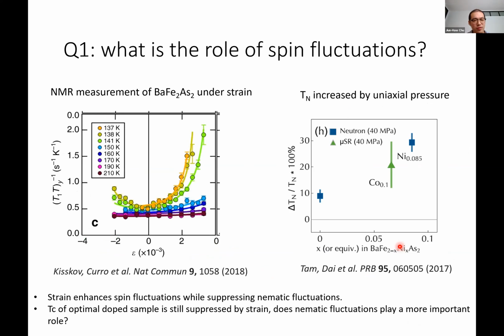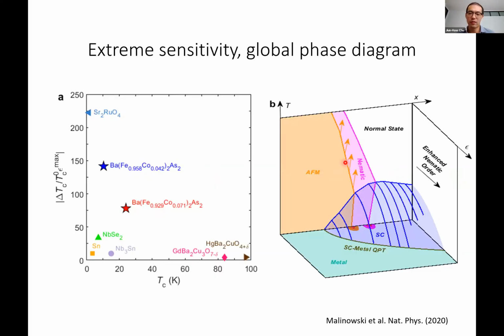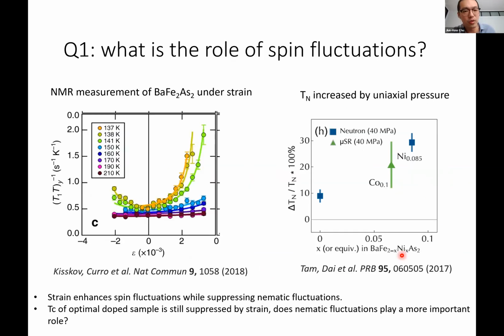So a few outlook. First of all, an obvious question, the elephant in the room, is what is the role of spin fluctuation? We always have this antiferromagnetic phase in these materials, and spin fluctuation has been considered as the leading candidate for the pairing of this material. And in fact, with the strain, the TN increases. Here I'm citing one of Pengcheng's papers where you see the TN increase by pressure, and also from Nick Curro's NMR measurements as a function of strain, they also see that the spin susceptibility, the spin fluctuation, actually increases as a function of strain, both tensilely and compressively.